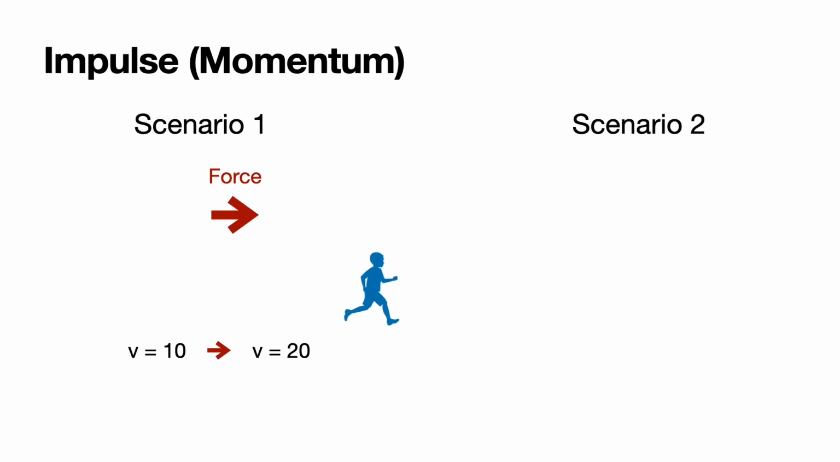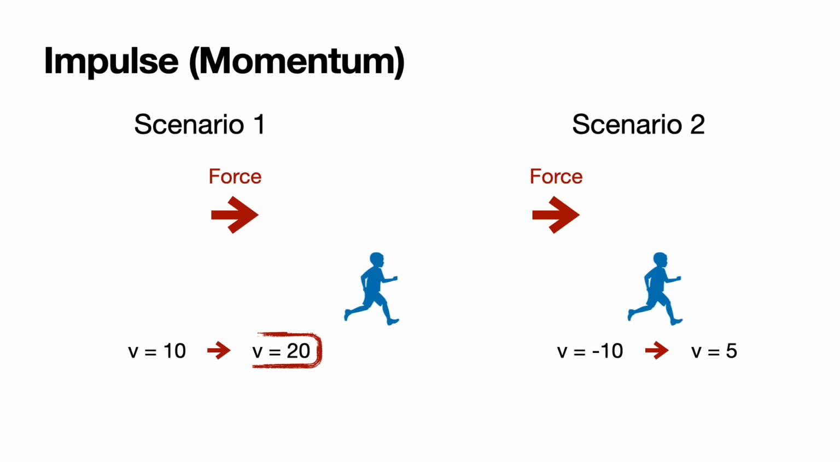Now let's look at another scenario. In scenario 2, the kid is running, but now they're running towards the left, and we still push them towards the right. That means that we change their direction, but the velocity obviously doesn't grow, it shrinks. Why? Because the velocity here increases a lot from 10 to 20 because we push the kid in the same direction that they were running. On the other hand, here the velocity went down because we pushed the kid in a different direction than they were running. In other words, the impulse here, or the momentum, was in the same direction as the velocity, and here it was in the opposite direction.